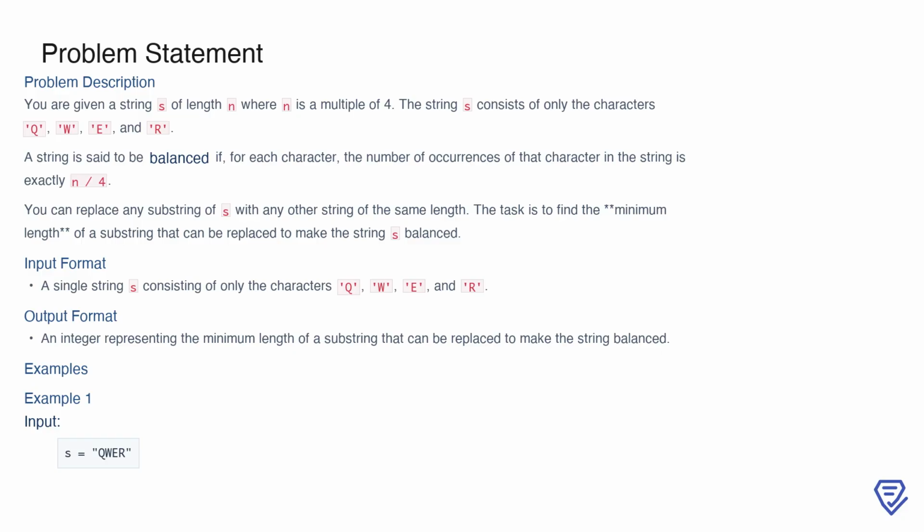For the input, you are given a single string S containing only the allowed characters, and the output is an integer representing the minimum length of the substring that needs to be replaced. Let's look at some examples to understand this better.